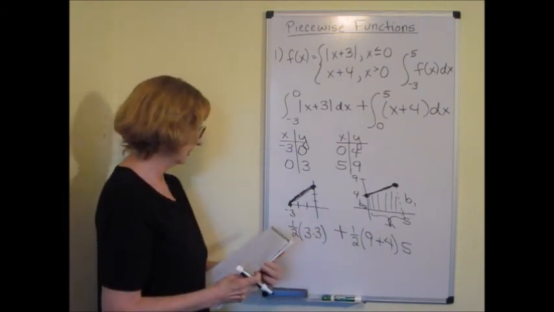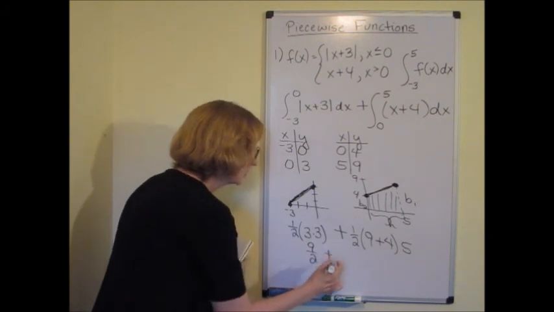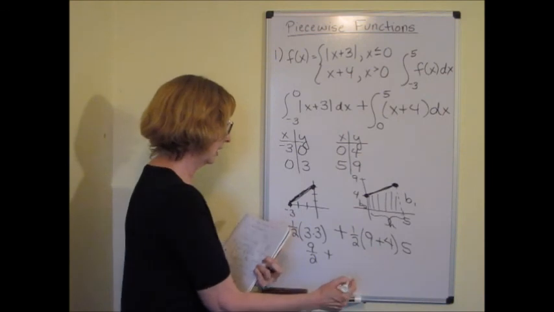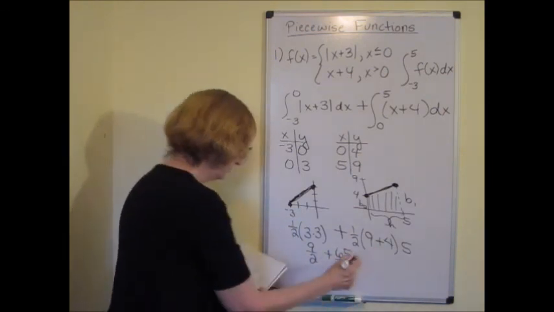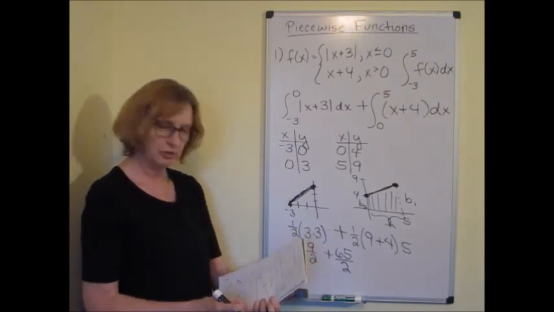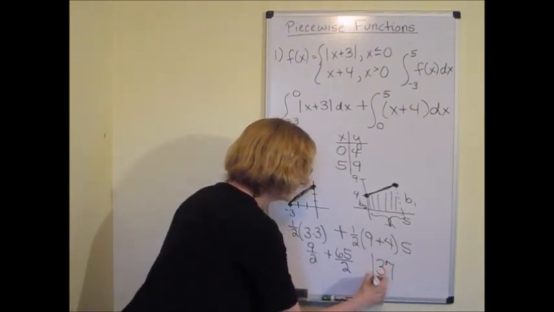So let's see. This will be 9/2. Over here we've got, let's see, 9 plus 4 is 13 times 5. What's that? 65 over 2. And when we add those together, we get 37 for our area.